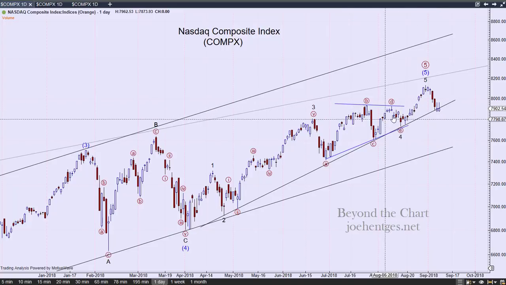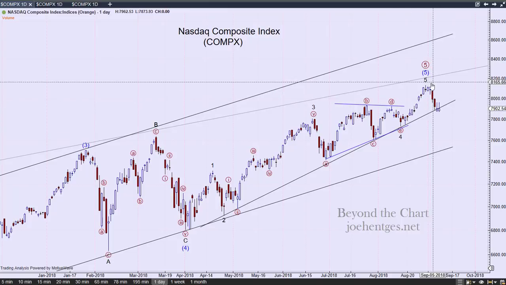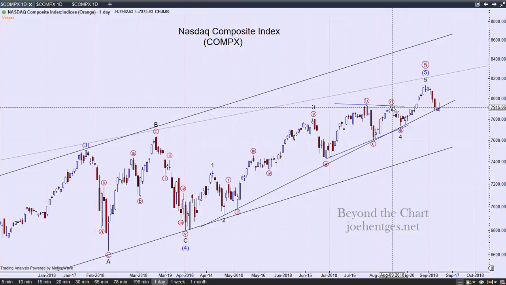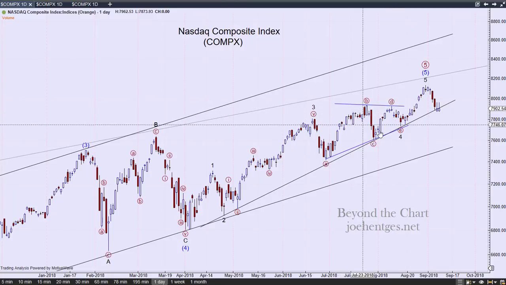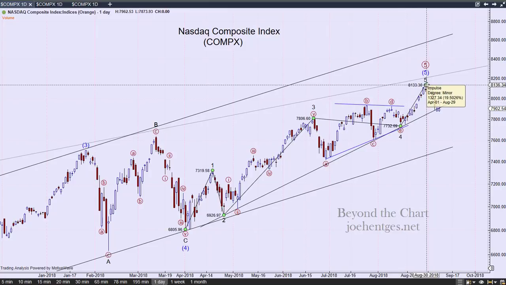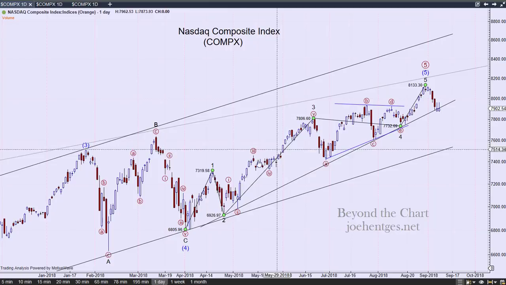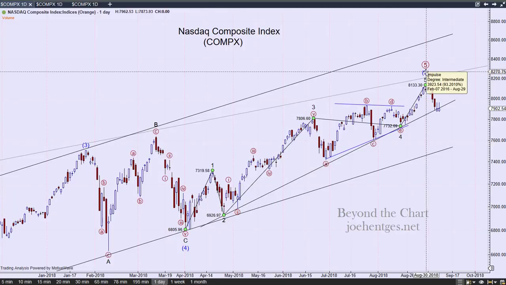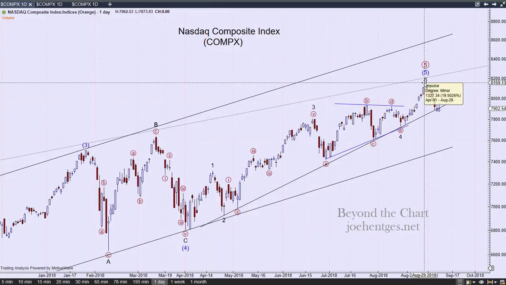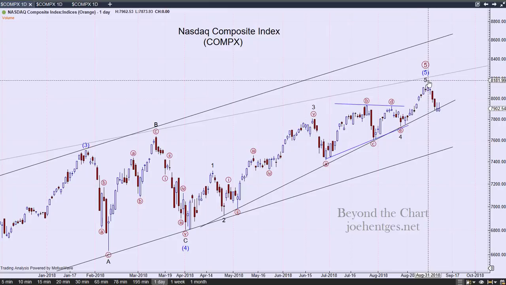Because of that overlap, this cannot be a continuing impulsive wave in terms of 1, 2, 3, 4, 5. 4 cannot overlap 1. So what this looks like to me is that we have a diagonal in here for wave 4. So I think there's a high probability that 5 waves have completed in here for intermediate wave 5 to complete. So this is the bearish view. This is the most aggressive view to the downside for the Nasdaq.